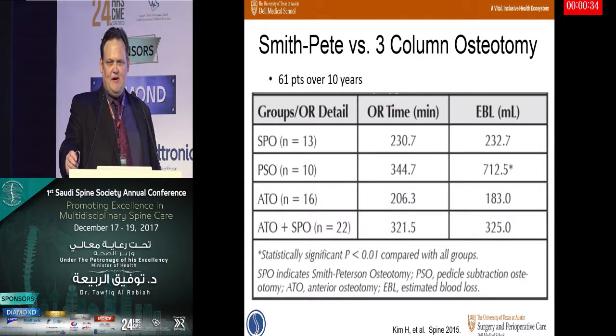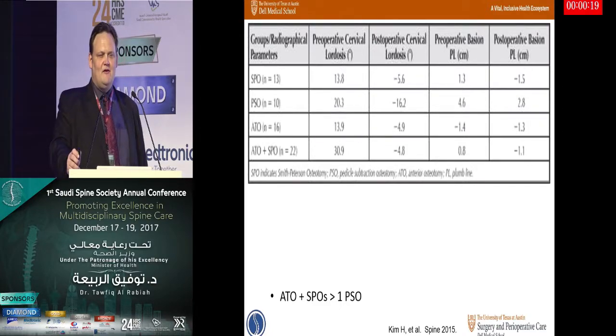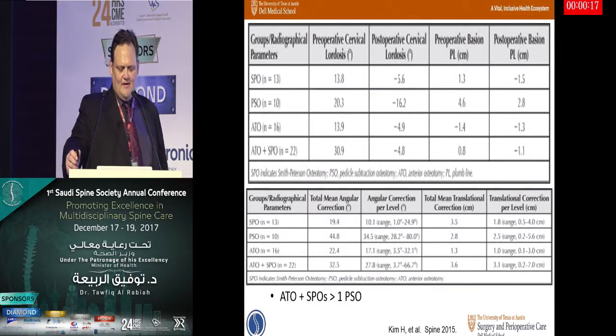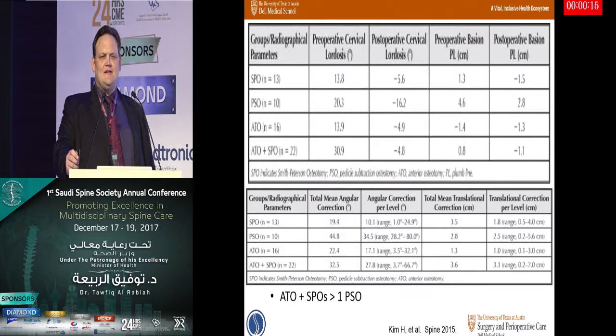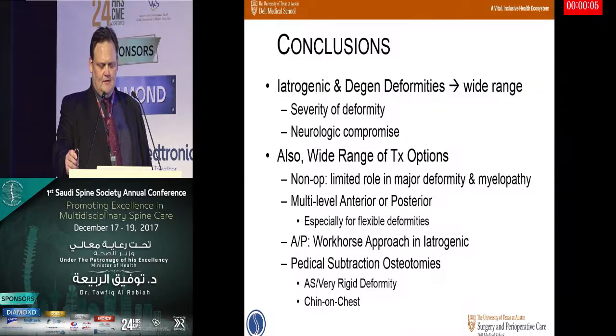The ATO-SPO is the anterior single column and posterior single column osteotomy. And comparing the time in the operating room with the blood loss, it actually compares quite favorably to the PSO. In terms of degrees of correction achievable, a PSO is a bit better than the anterior-posterior osteotomy. But as you look at actual translation of the head back over the shoulders, the ATO-SPO beats a one-level PSO in terms of realignment.